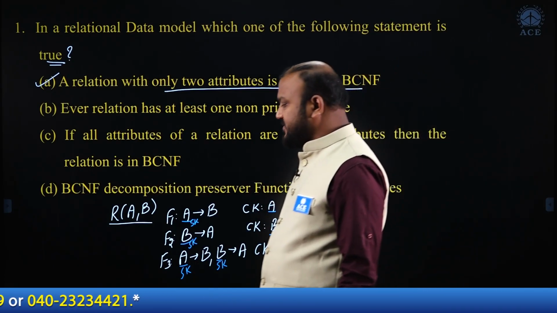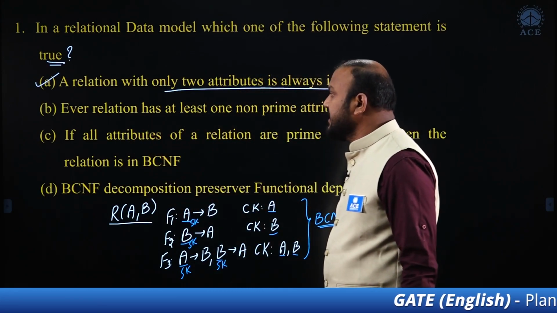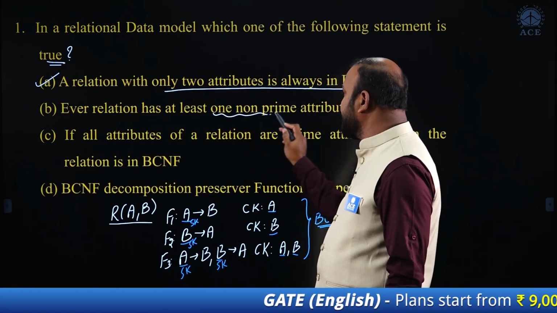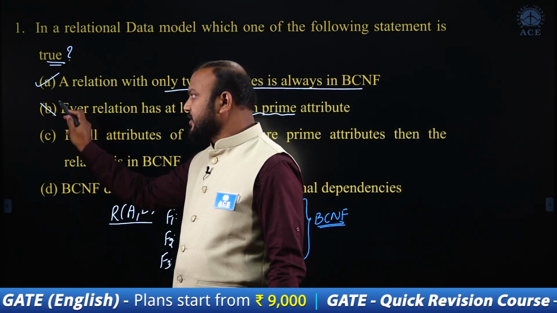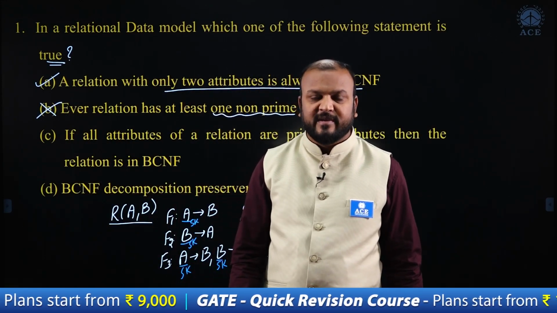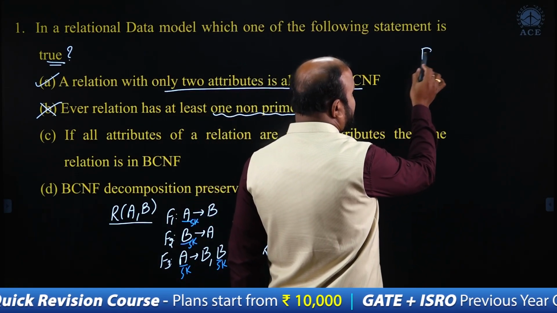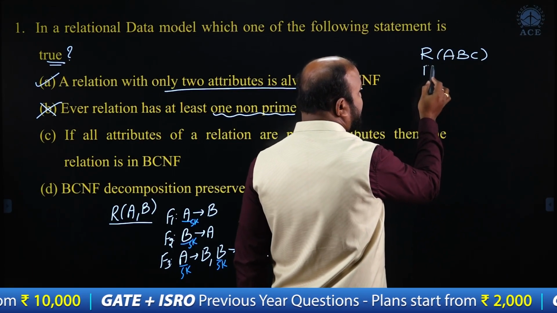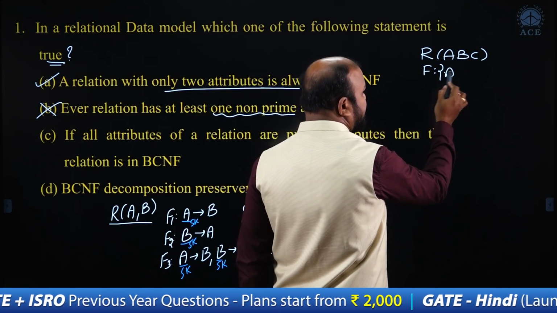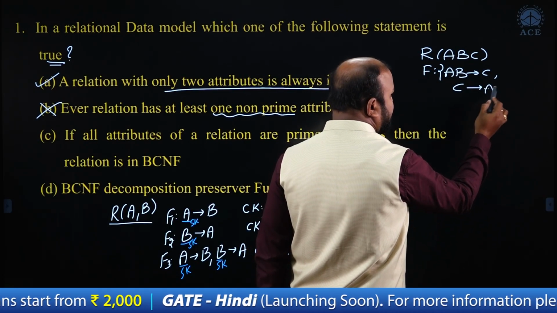Now look at option B. What is option B? Every relation has at least one non-prime attribute. It is a false statement. It is not required to have at least one non-prime attribute. Let me explain with a small example. Suppose I have a relation R(A, B, C) having the functional dependencies AB to C and C to A.